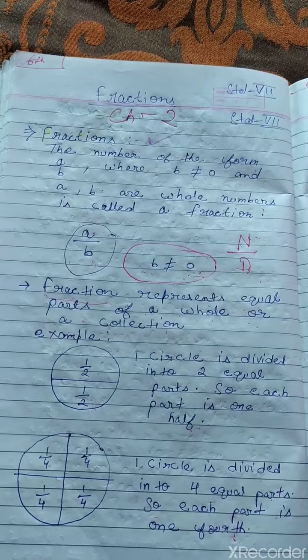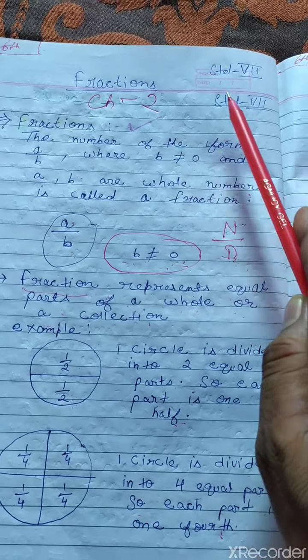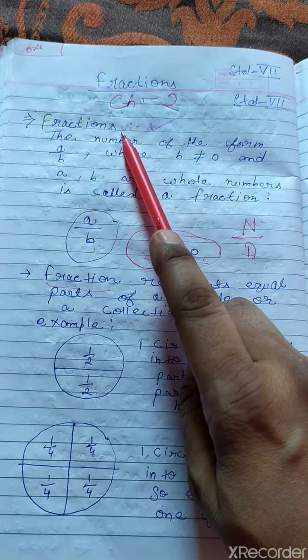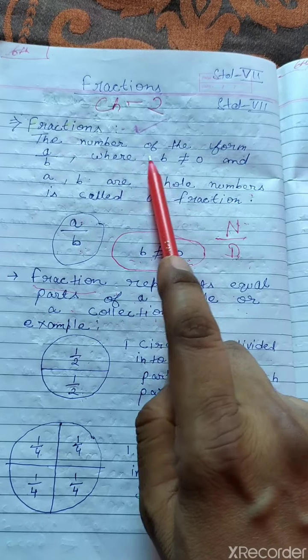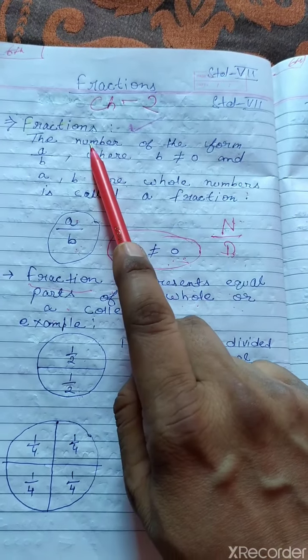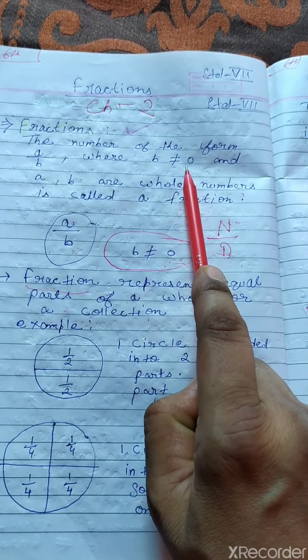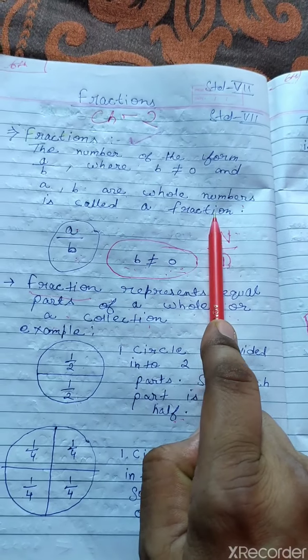Yes students, as you can see, the chapter name is fractions and it is chapter number 2 for standard 7th mathematics, and here the first topic is fractions. How can we define it? A number of the form a by b, where b is not equal to 0 and a and b are whole numbers, is called a fraction.